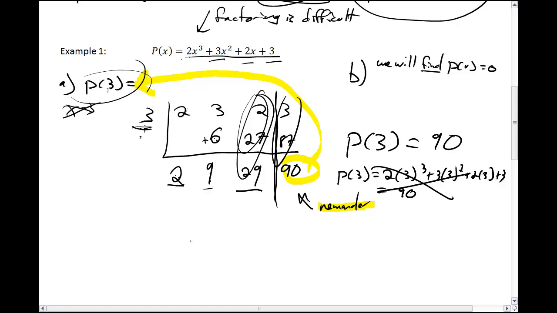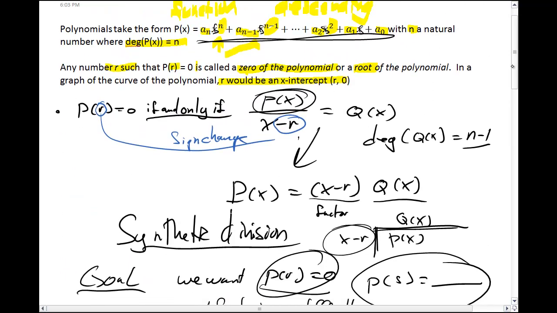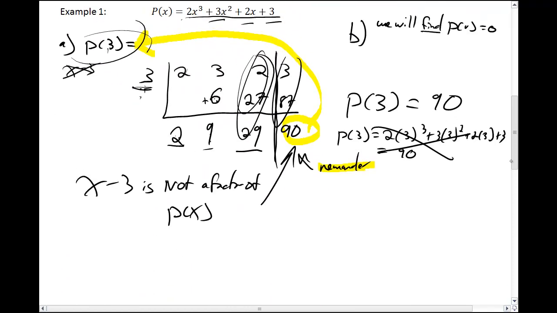And what this means is that x minus 3 is not a factor of my polynomial p of x, because we had a remainder. It wasn't a perfect division. If it was a factor, after we did the division, we would have had a perfect polynomial left over with no remainder. And that simply didn't happen.